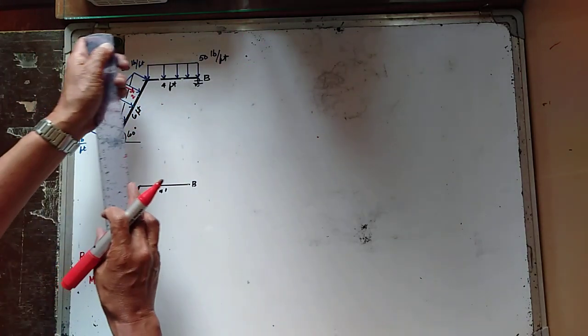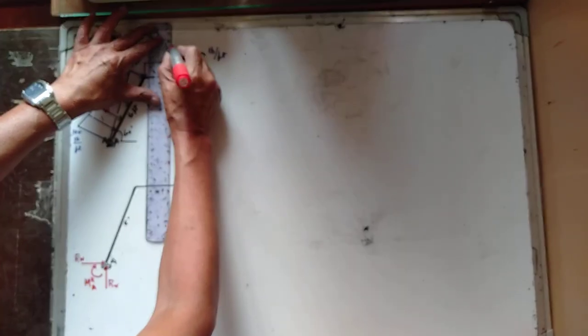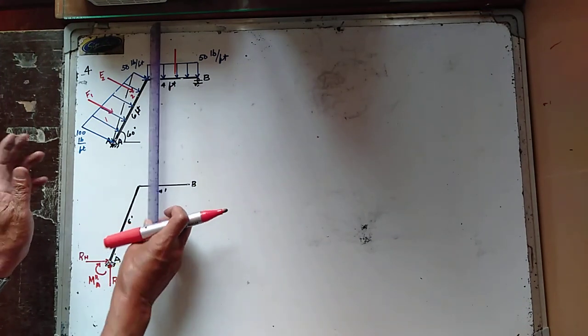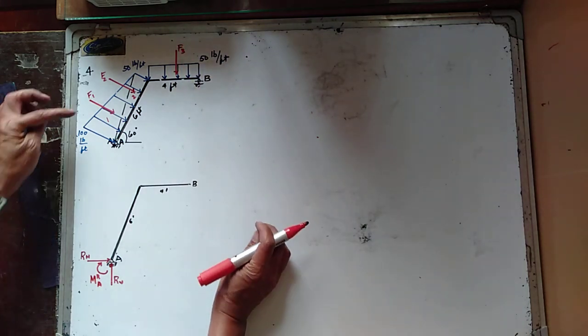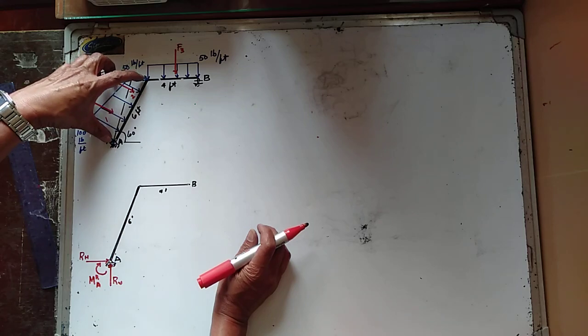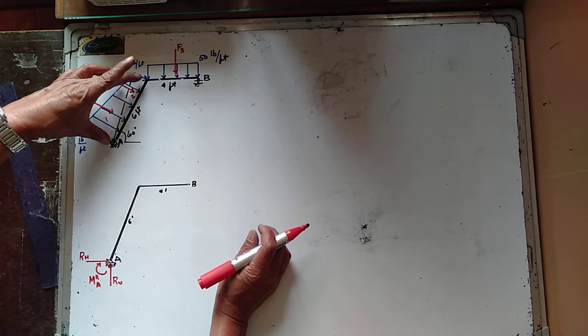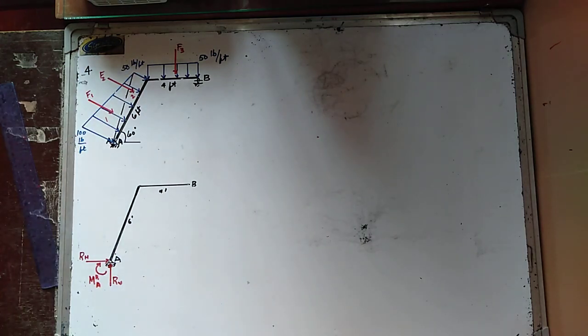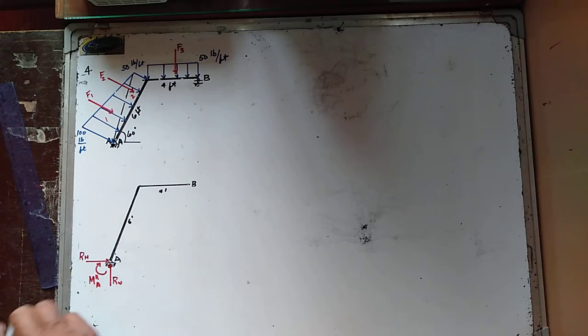And for this uniformly distributed load, we have the equivalent resultant force F3. Your F1 and F2 are normal to this member. Hence, F1 and F2 are both 90 degrees with this member. Now, let us determine the values of F1, F2, and F3.